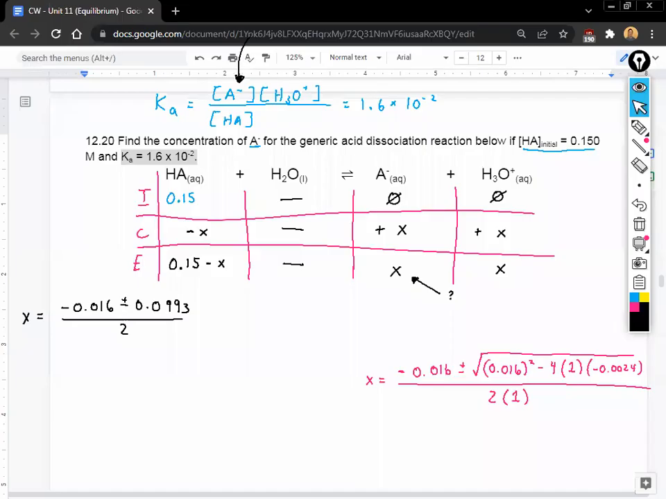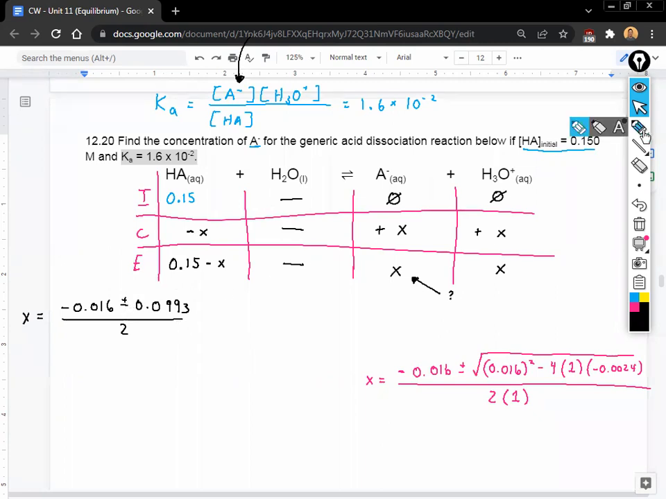Alrighty, guys. If you're still calculating, please feel free to continue and finish it up. But I've written out the simplification of the square root. Everything inside the square root should have come out to 0.0993 or something close to it. Now, we are at a position where we need to make a decision because we have plus or minus, right?